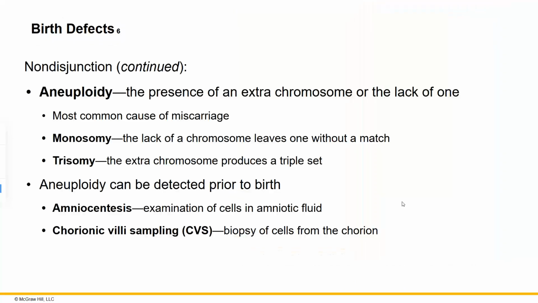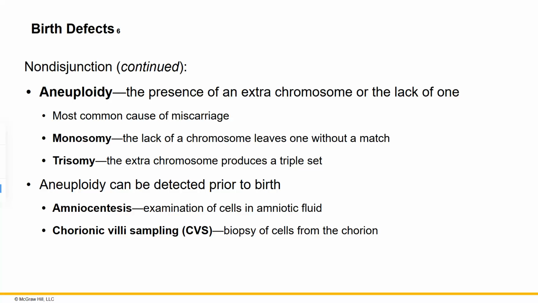So aneuploidy is the presence of an extra chromosome or the lack of a chromosome. It is the most common cause of miscarriage. Monosomy, the lack of a chromosome, leaves one without a match. So with monosomy, you only have 1 copy of a chromosome. Trisomy, you have an extra copy. So you have 3 copies of a particular chromosome.